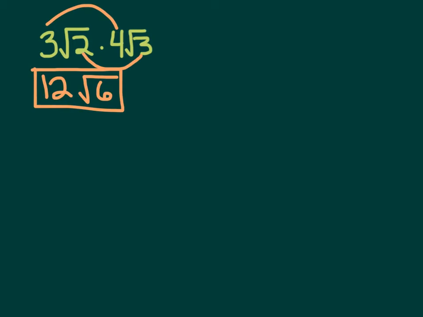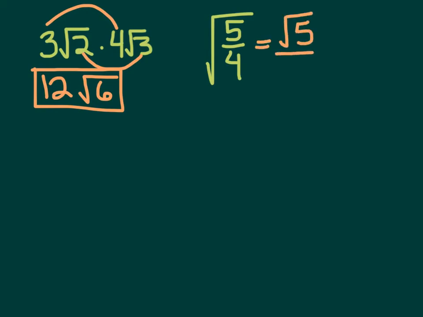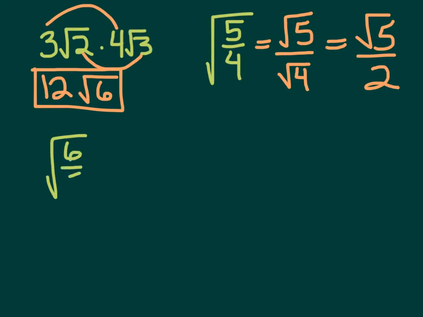All right, let's simplify the square root of 5/4. When you've got a fraction under a radical, you can split it up into radical of the top, radical of the bottom. And since this one has a perfect square on the bottom, that's square root of 5 over 2. Now let's do another one, square root of 6 over 5.